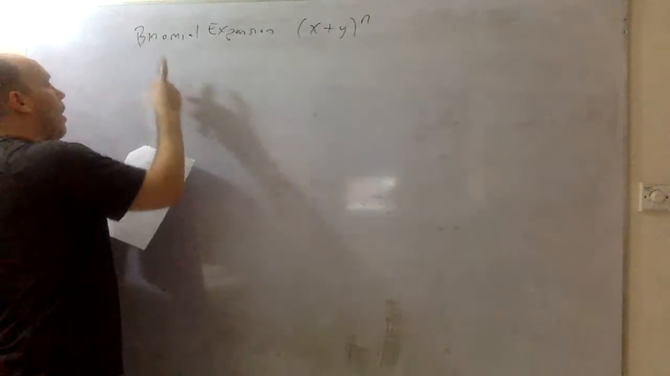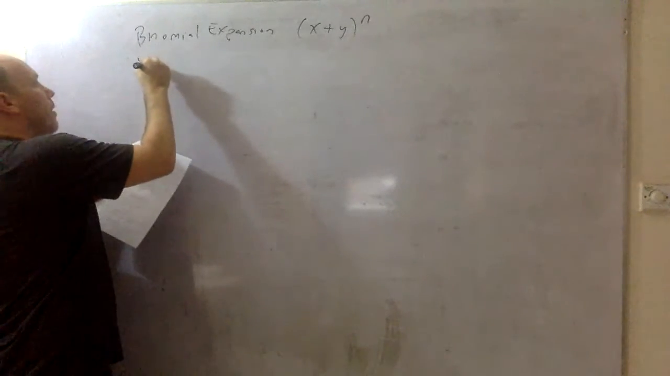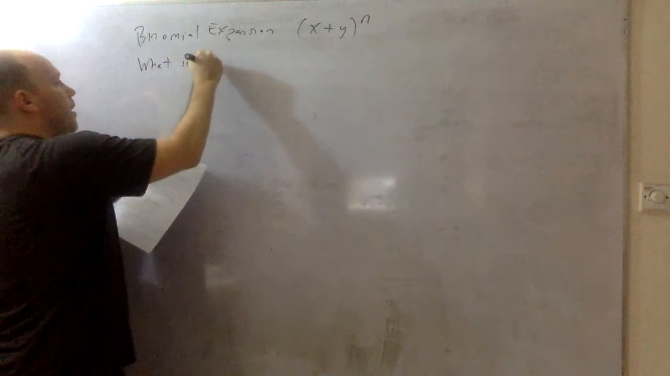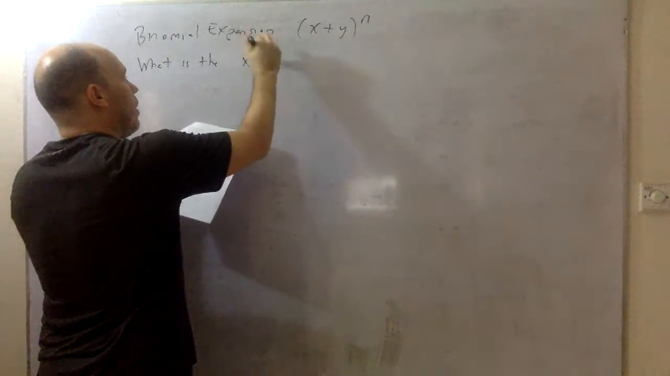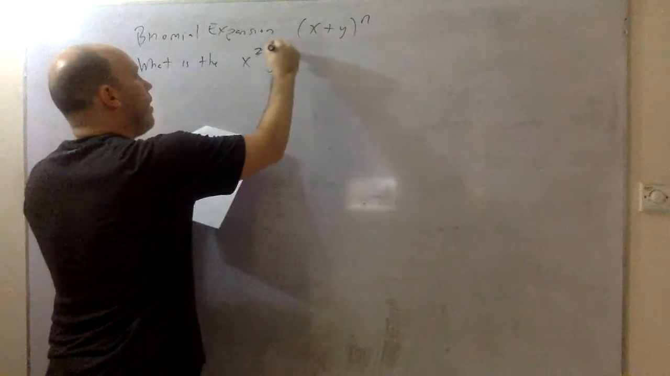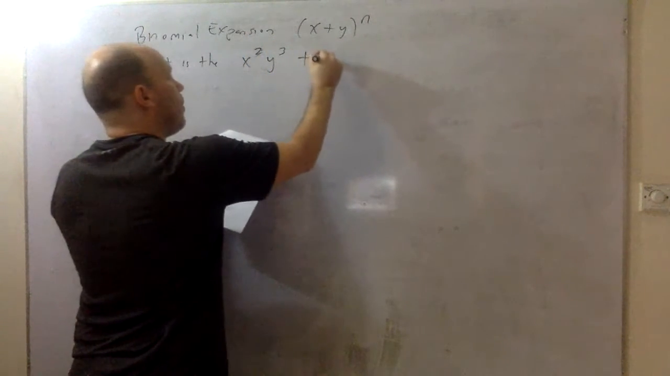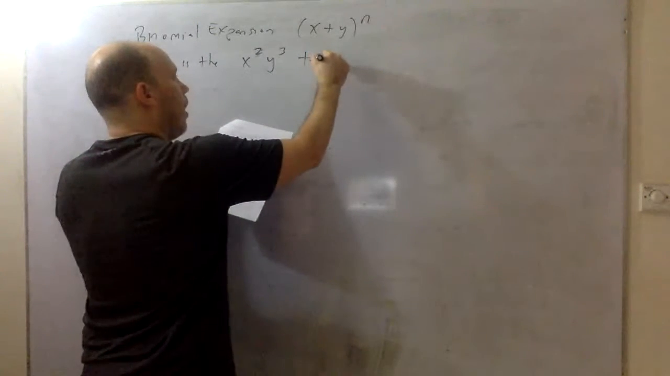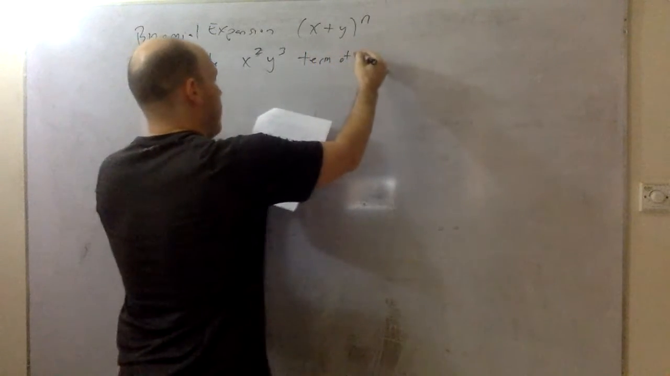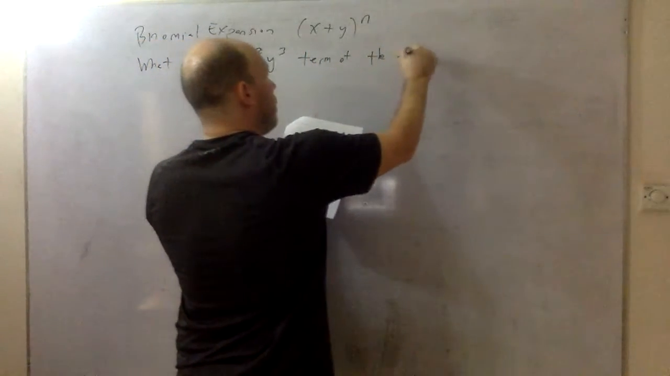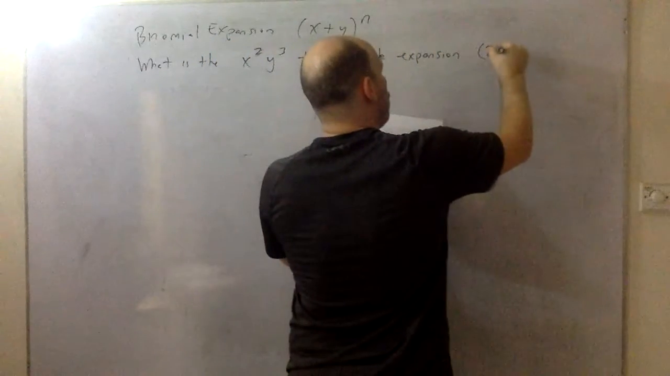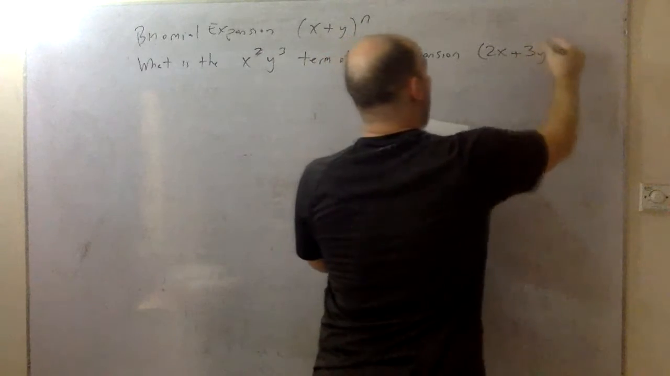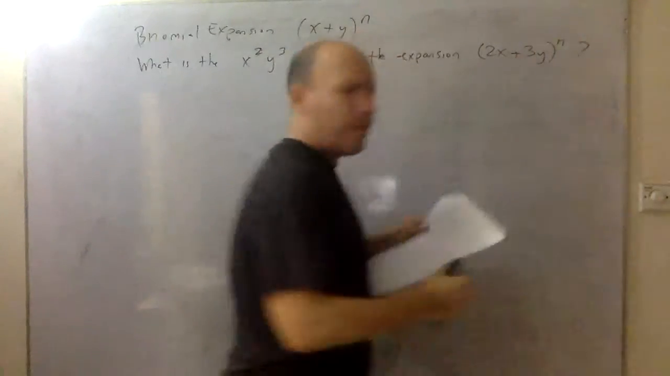So, question: what is the x squared y cubed term of the expansion of (2x plus 3y) to the n? So we have a couple of things to do here.